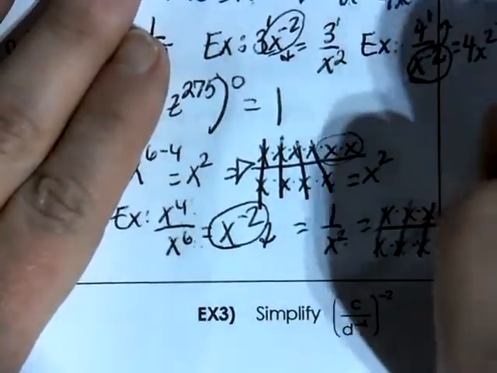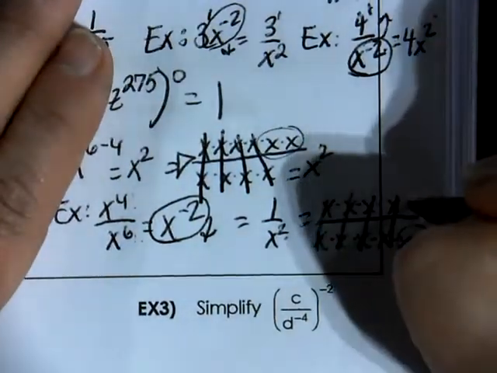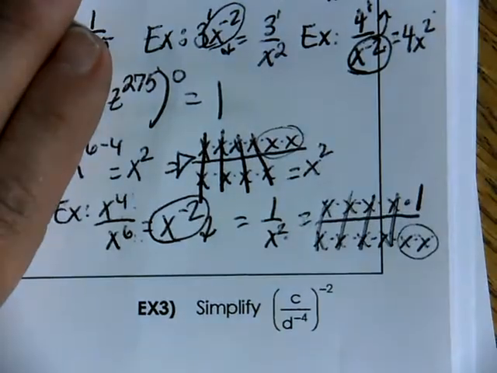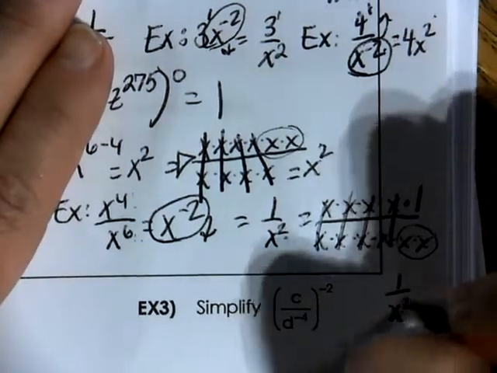The x's would all cancel away, but then we would be left with 2 x's in the denominator. In the numerator, we would have a placeholder of 1. So that's how you would end up with 1 over x squared.